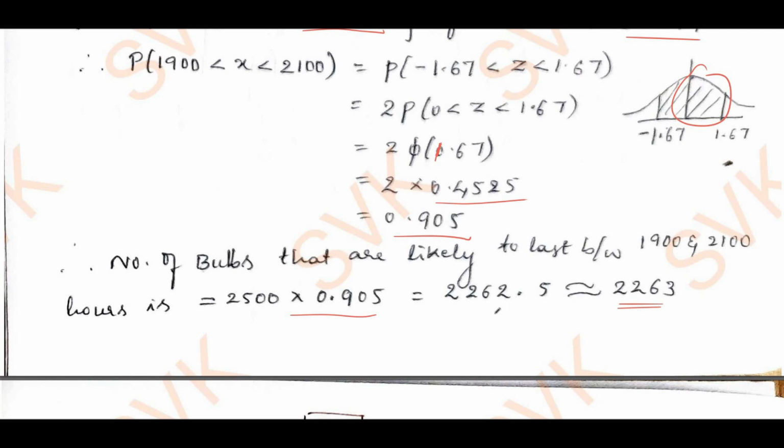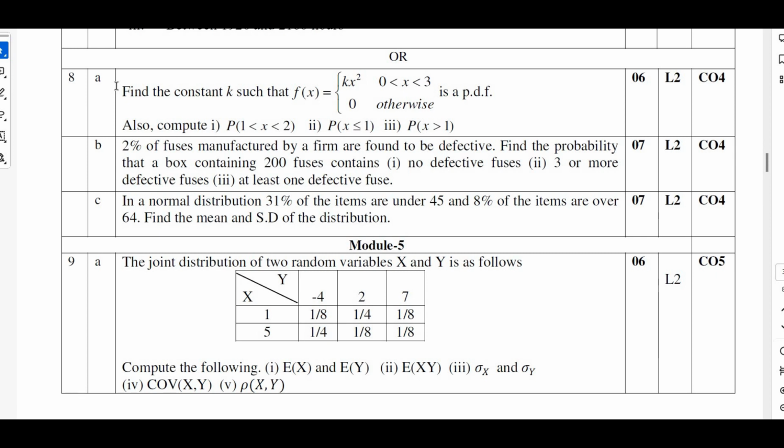Moving on to the next part. This is the next question we have. Question number 8a. Find the constant k such that f of x is equal to the discontinuous function kx square, with x lying between 0 and 3, and 0 otherwise, is a probability density function. Also compute the probability of x greater than 1 and less than 2, the probability of x less than or equal to 1, and the probability of x greater than 1.